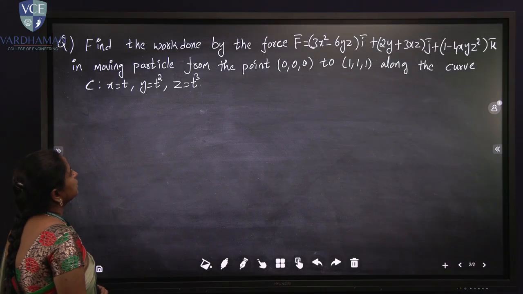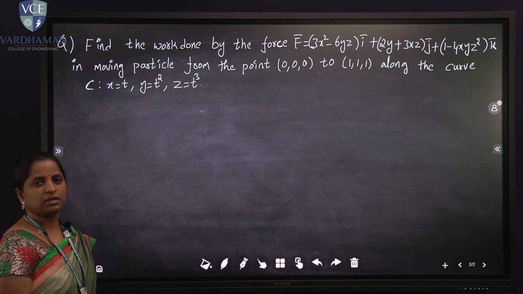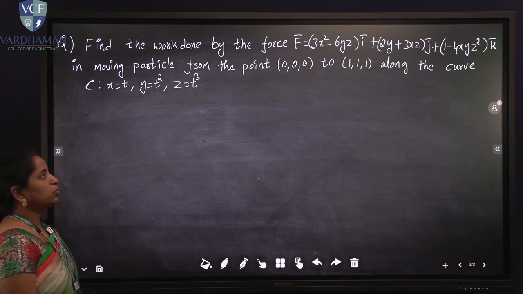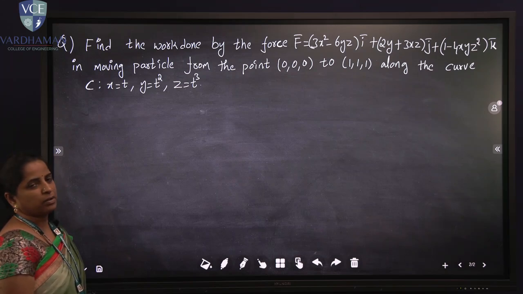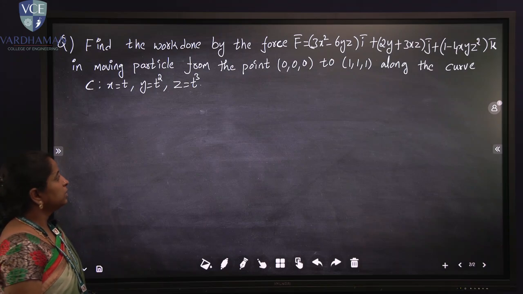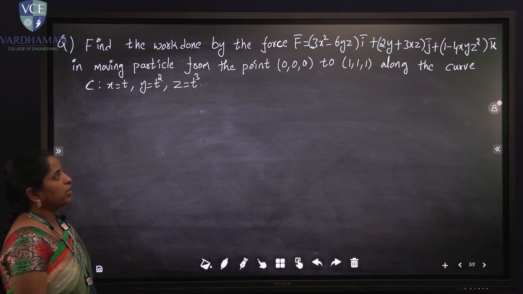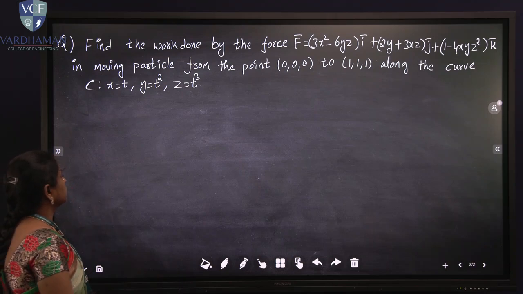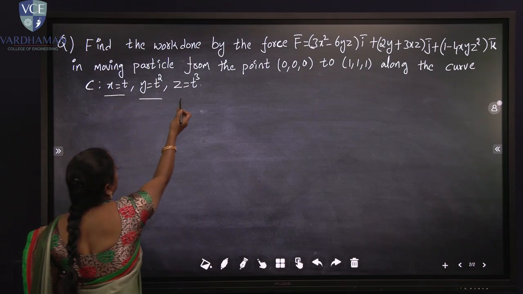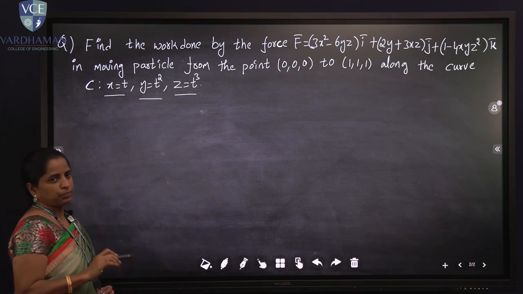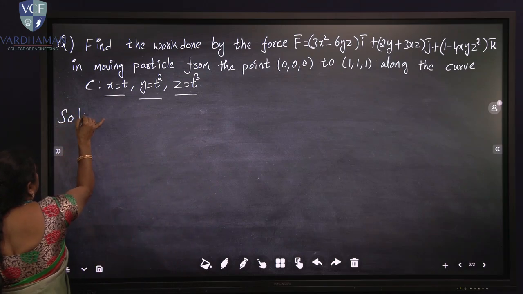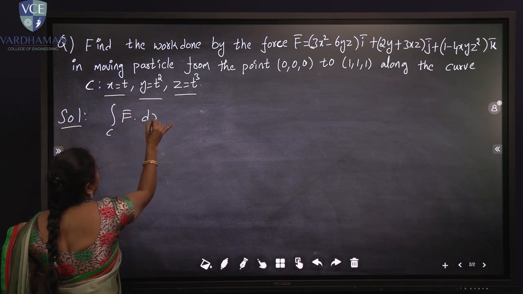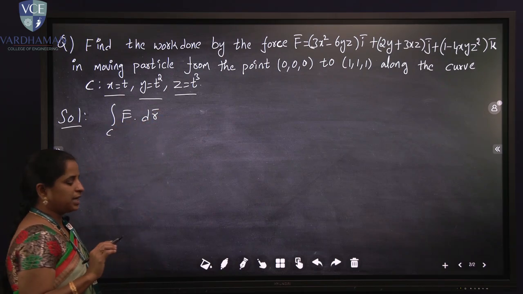So the question is, find the work done by the force F bar equal to (3x square minus 6yz) i bar plus (2y plus 3xz) j bar plus (1 minus 4xy z square) k bar in moving a particle from the point (0, 0, 0) to (1, 1, 1) along the curve. They have given the curve x equal to t, y equal to t square, z equal to t cube. Coming to the definition of work done by the force, the definition is integral C F bar dot dr bar.